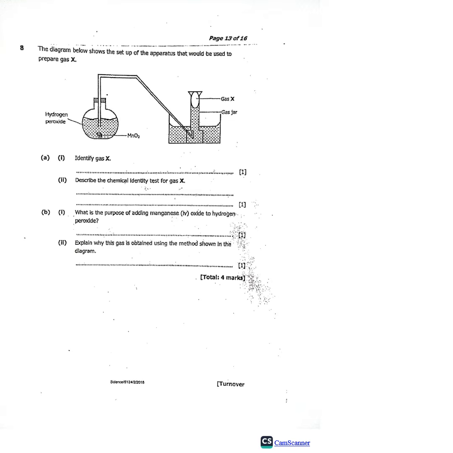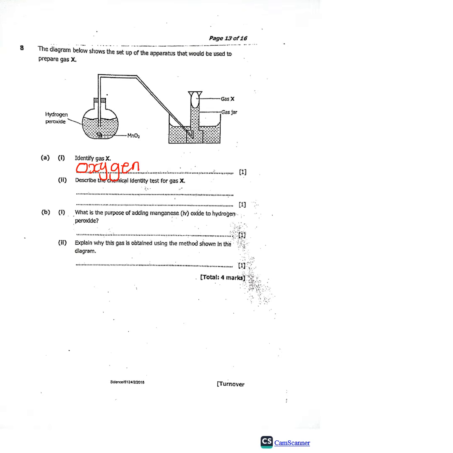Now let's look at question 8 here. The diagram below shows the setup of the apparatus that would be used to prepare gas X. From the diagram we can see that we have hydrogen peroxide, then also manganese oxide, then we have the gas jar and gas X. Roman number 1, the first question, identify gas X. Since we are dealing with hydrogen peroxide, the gas that we prepare from hydrogen peroxide is oxygen. You just have to have that in mind.